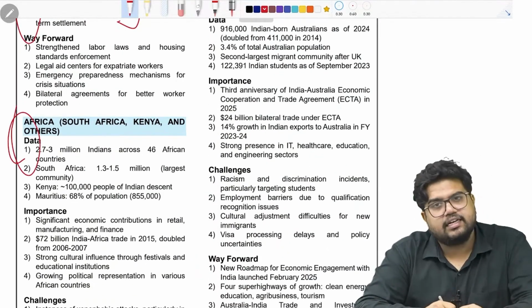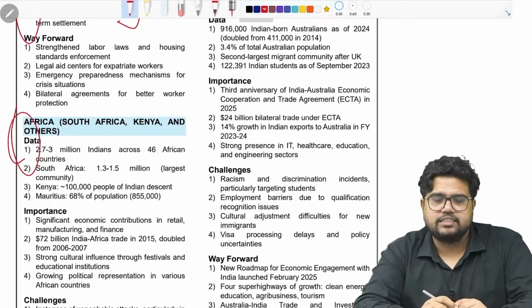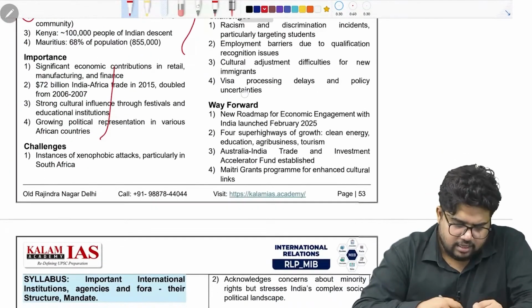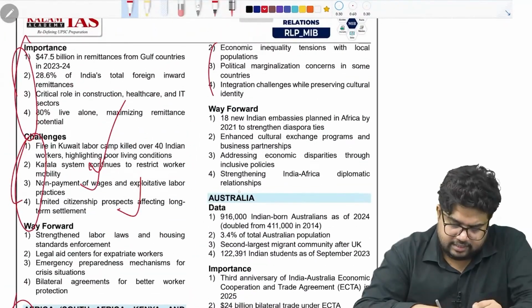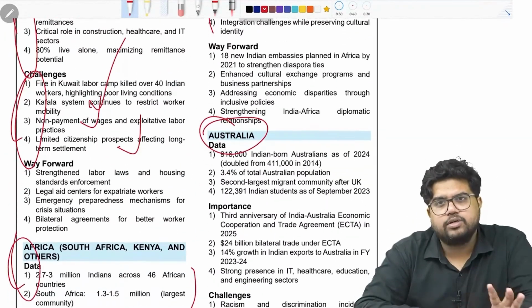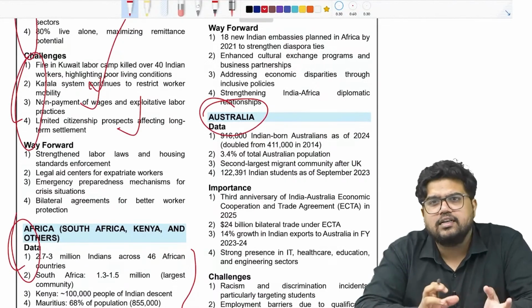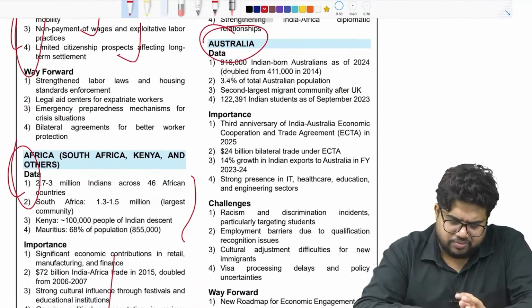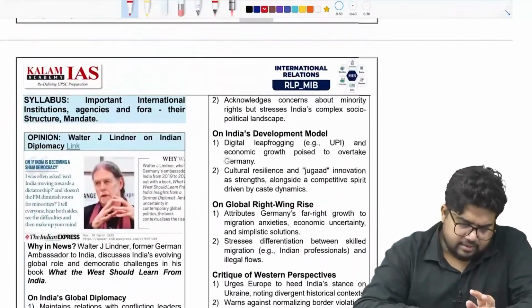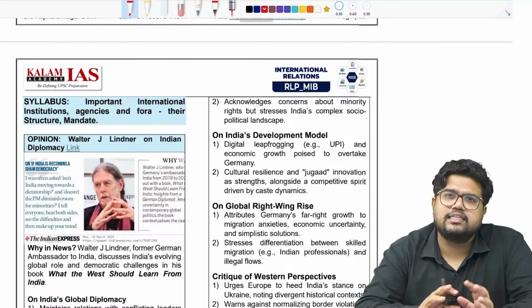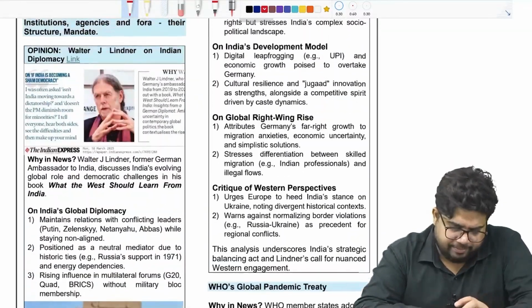Africa: questions on India-Africa relations have come from this. So here also, what are the numbers, the significance, and some of the challenges faced. Australia, even though it is a Western country, is not typically a Western country, but there are still some characteristics there, so we have put it separately. This is how you should prepare diaspora, and these are the areas from which questions have come.